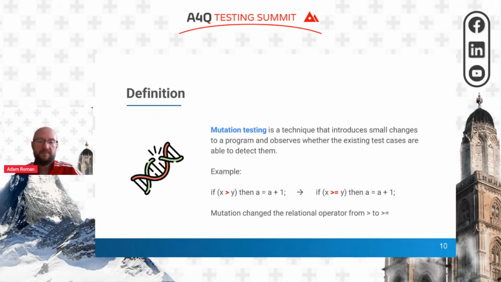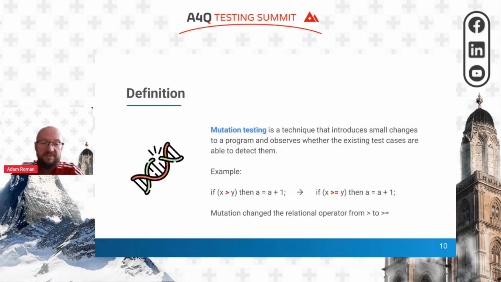So what is mutation testing? Now it's time to define the process. Mutation testing is a technique which introduces some really small changes into a program and then observes whether the existing test cases are able to detect these changes.